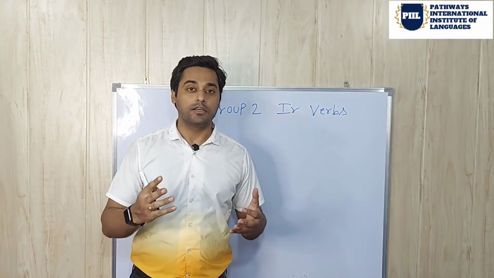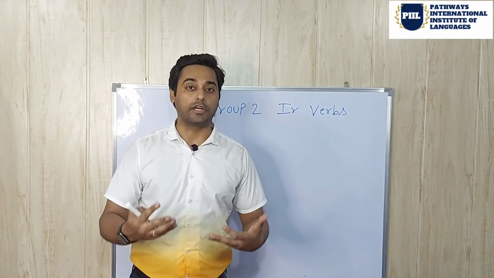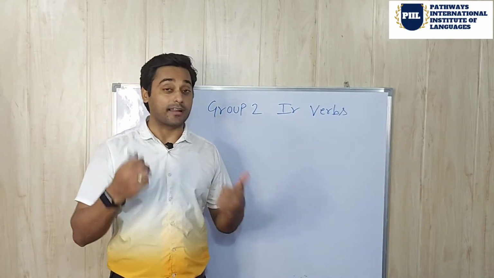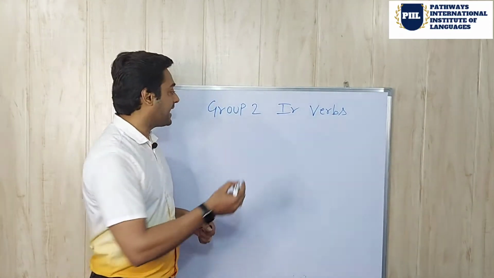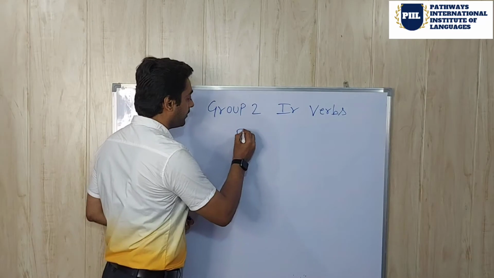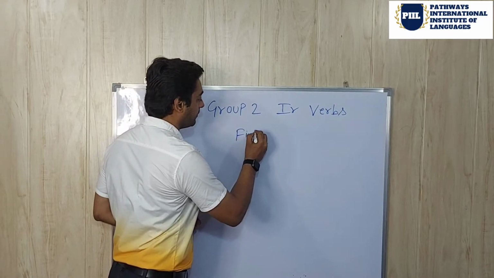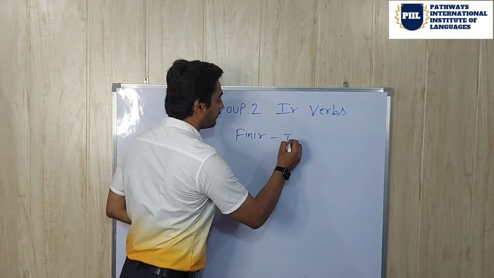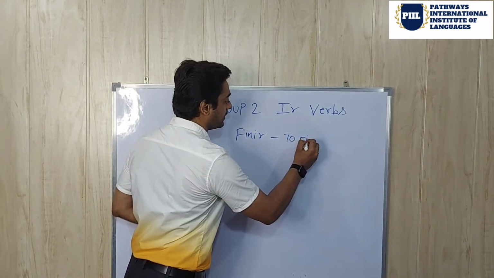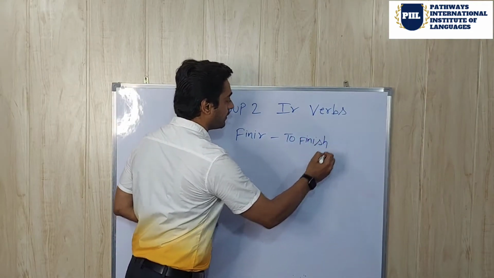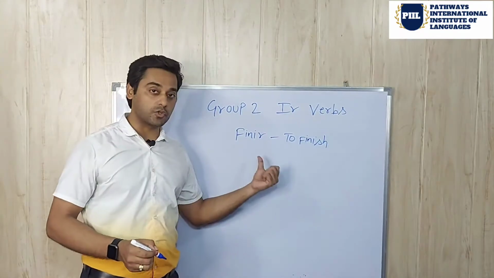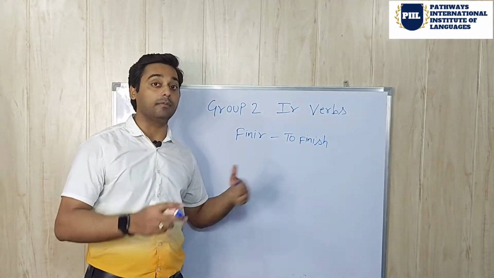Okay, so first we need a verb to conjugate, right? So let's take a regular IR ending verb, and that is the verb finir. Finir means to finish. So now we are going to conjugate this IR ending verb in French.